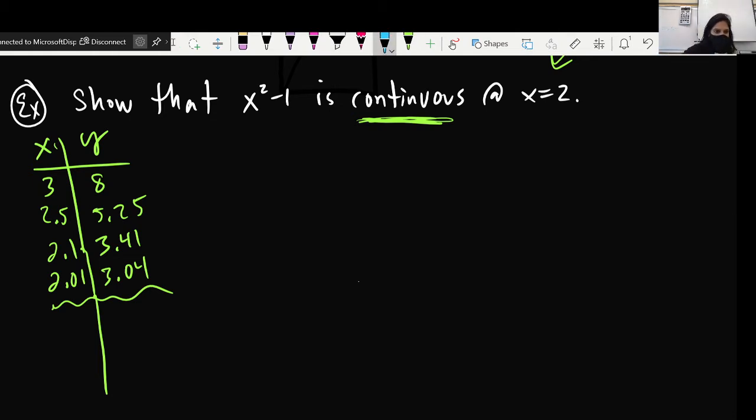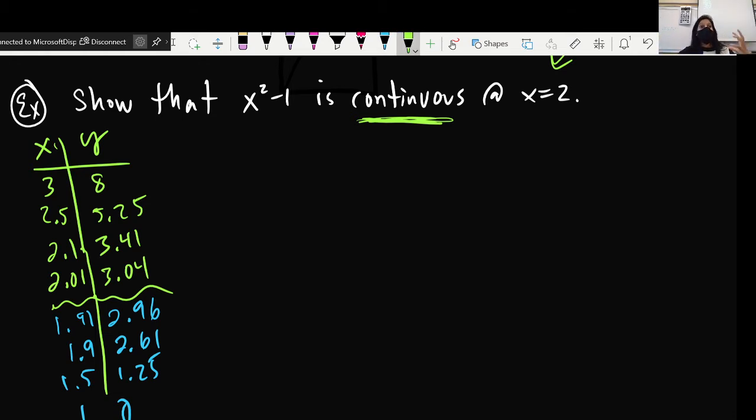And then maybe on the other side I'm doing something similar. So maybe 1.91, for example, and I'd get 2.96. 1.9 would give me 2.61. 1.5 would be 1.25, and 1 would be 0, for example. Okay, so you do not have to go through all these values. When I go through the examples, I lay out every single little thing so you can see the pattern and it's clear. Know that you only have to do whatever you need to do in order to figure out the pattern and to figure out what's going on.